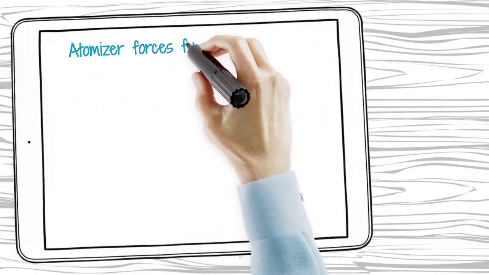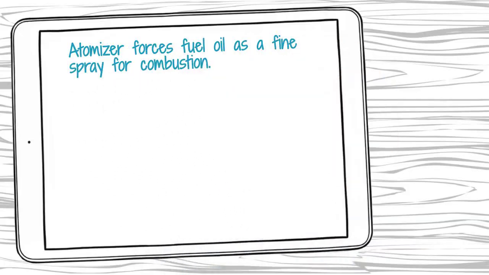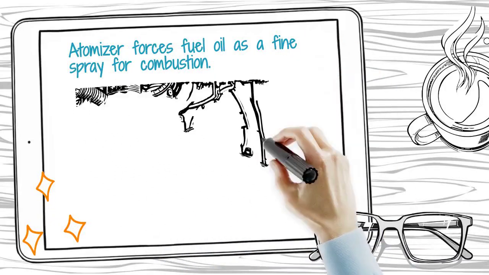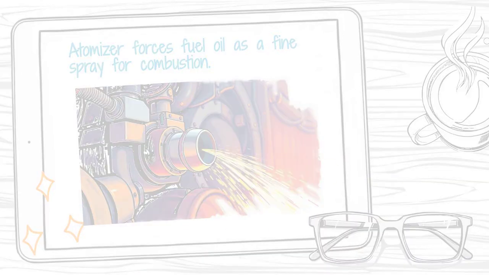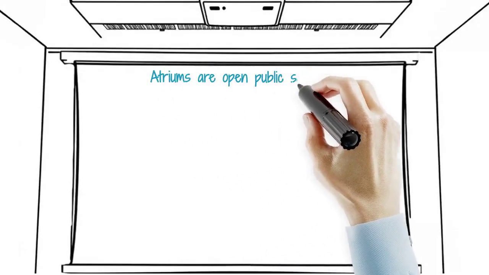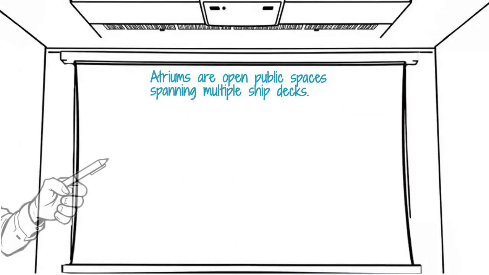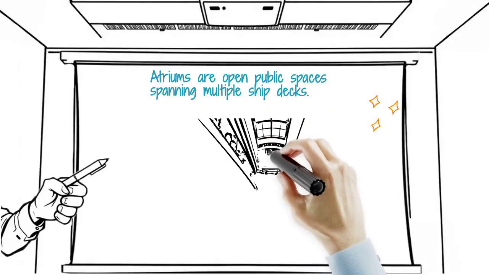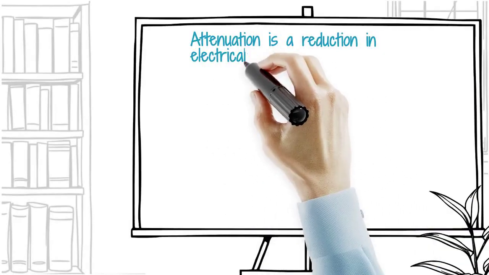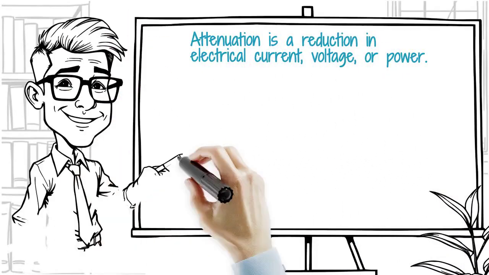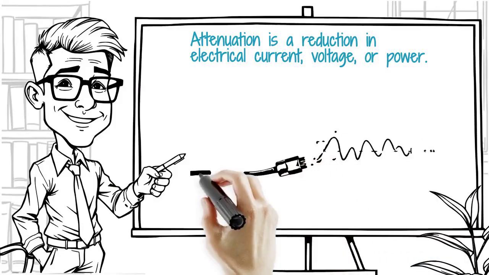Atomizer, a nozzle arrangement through which fuel oil is forced under pressure in order to leave as a fine spray, i.e., atomized. Atriums. Atriums are public spaces within a single main vertical zone, spanning 3 or more open decks. Attenuation, a reduction in current, voltage, or power due to transmission. The opposite of amplification.